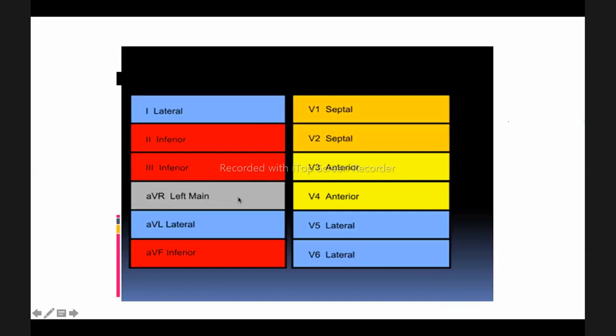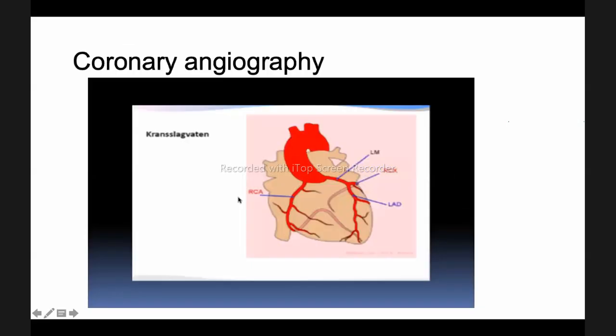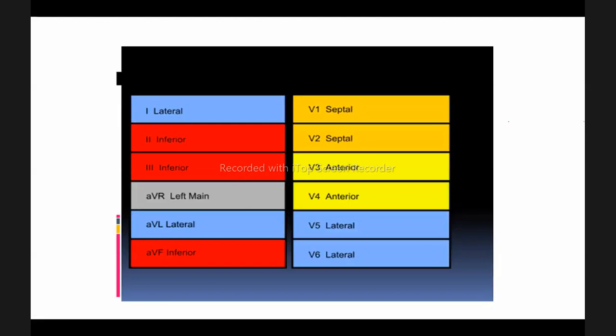I told you this is inferior wall. Oh, sorry. How do I go back? Okay. Then that's anterior wall, then lateral wall. So the colors that are similar show you which leads are looking at the same wall, the ones that we call contiguous leads.